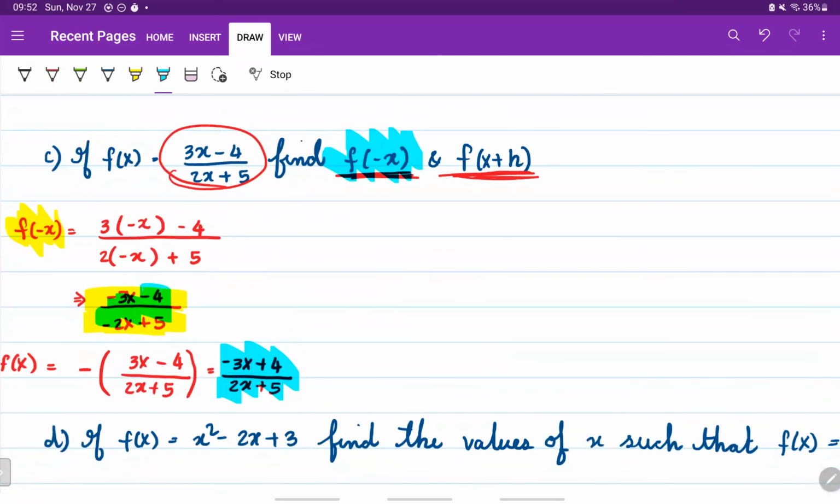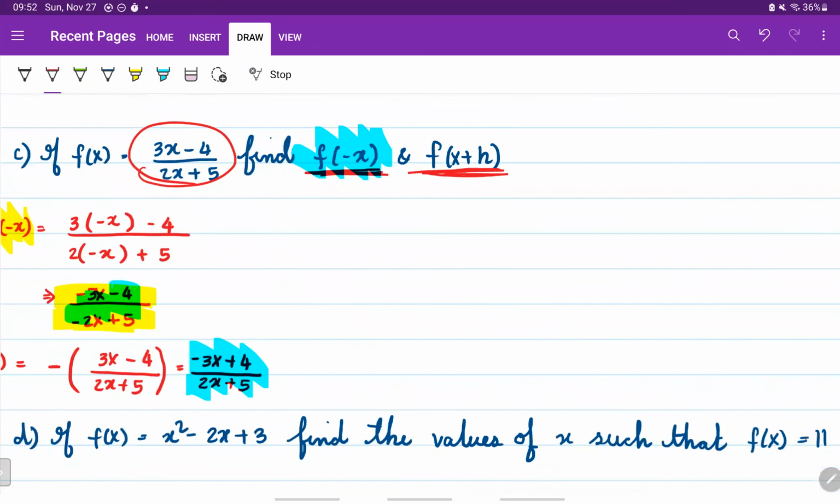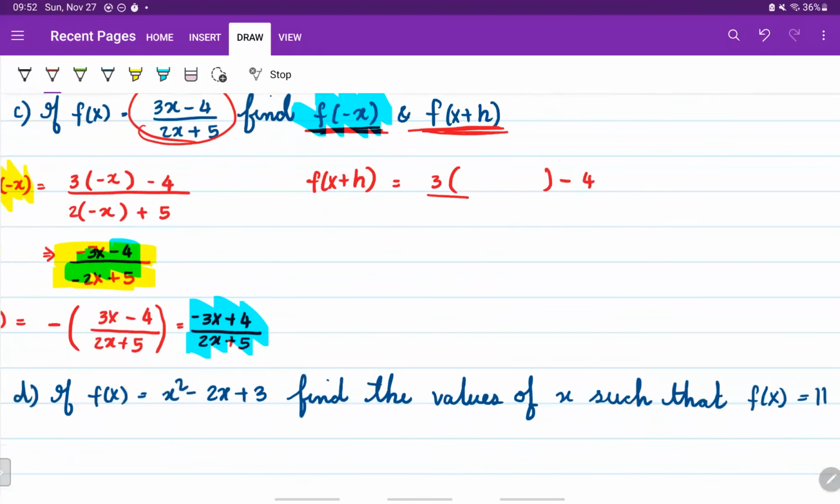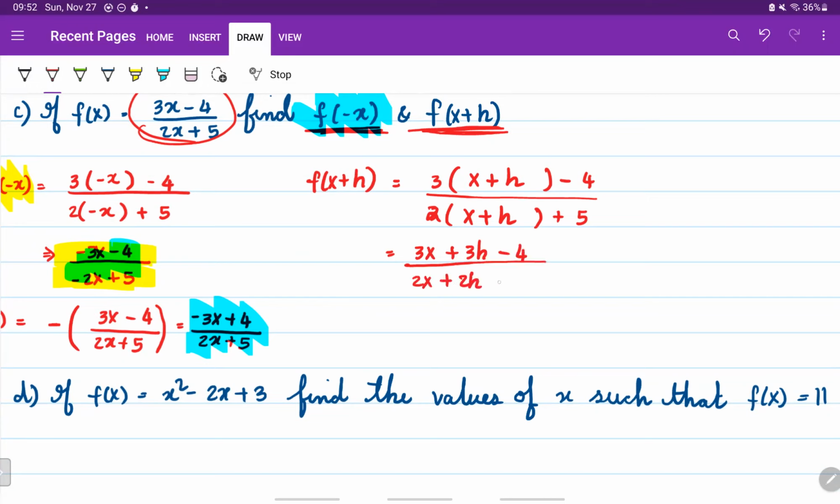Okay, let us do the next problem here where we are asked to find f of x plus h. Same thing again, 3 times parentheses minus 4 divided by 2 times parentheses plus 5. And instead of the parentheses here, every time there's a blank space, you put x plus h. And you do 3x plus 3h minus 4 divided by 2x plus 2h plus 5. And that is our answer.